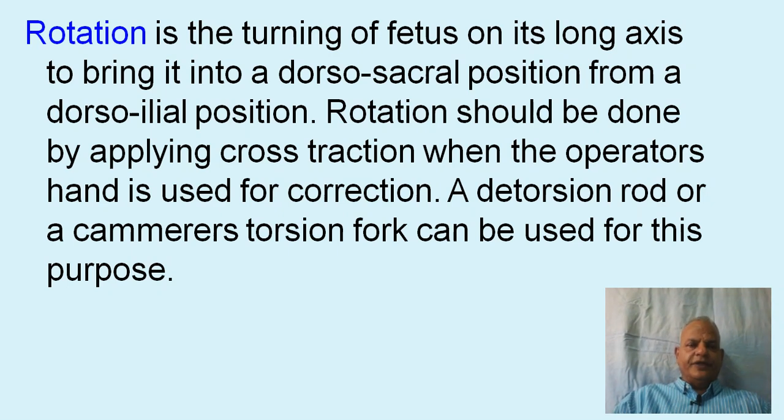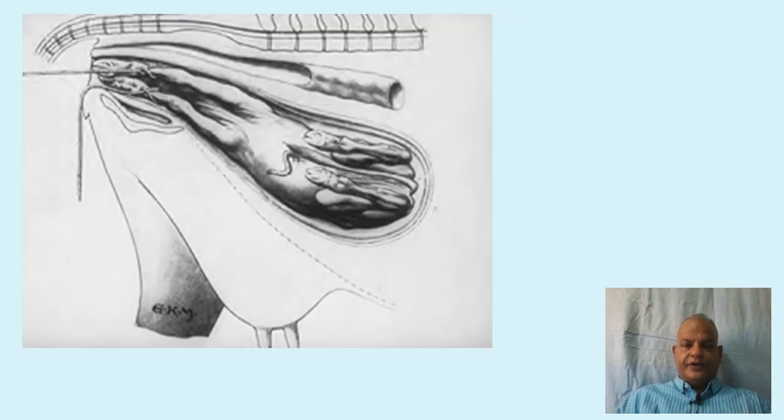The second term is rotation, which is the turning of the fetus on its long axis to bring it into a dorsosacral position from a dorsoilial position. Rotation should be done by applying cross traction when the operator's hand is used for correction. A detorsion rod or a Kamerer's torsion fork can be used for this purpose. Say this is a fetus in dorsoilial position and it needs to be rotated to the dorsosacral position for its safe vaginal delivery.